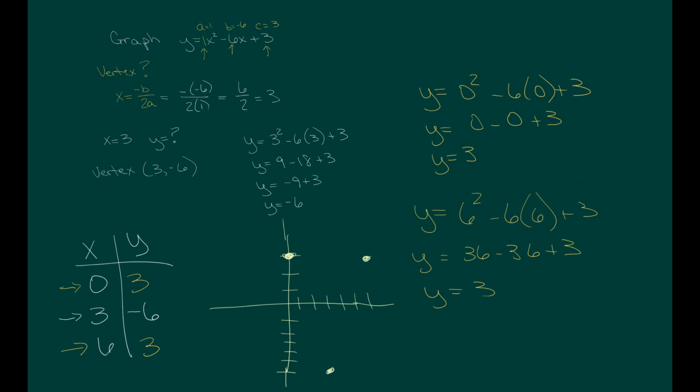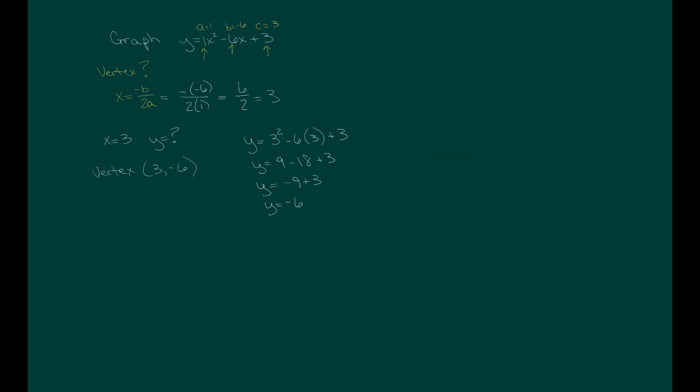And then we're just going to do a curved line, and that is our parabola. So this point down here at 3, negative 6, that is our vertex. And that's it. That's all you have to do.